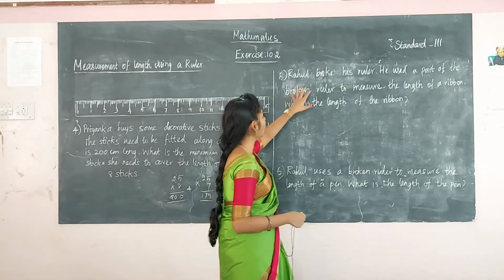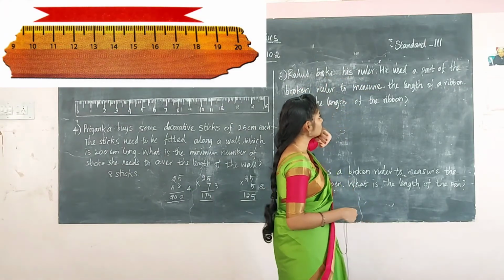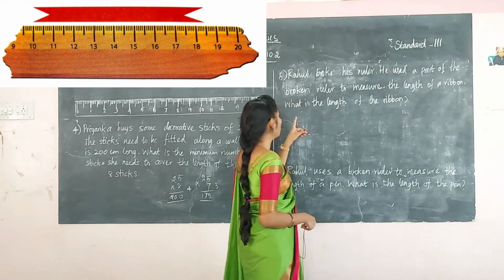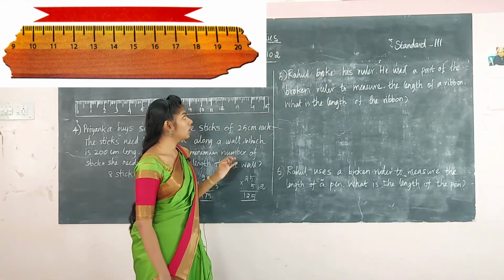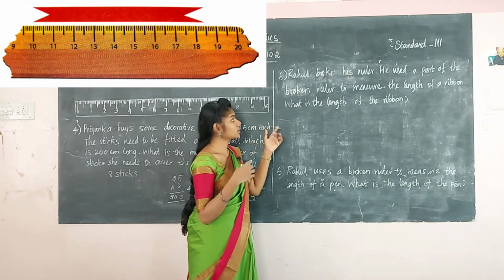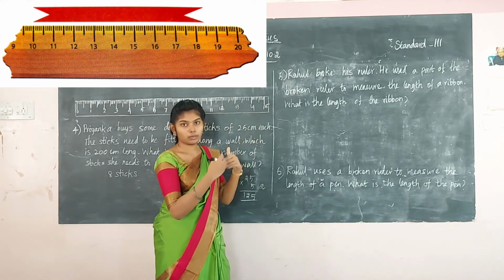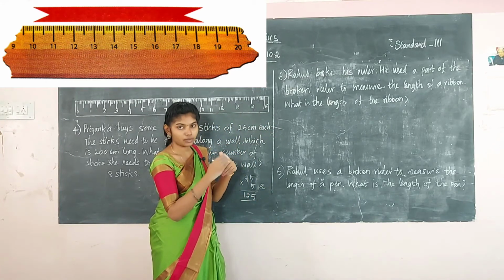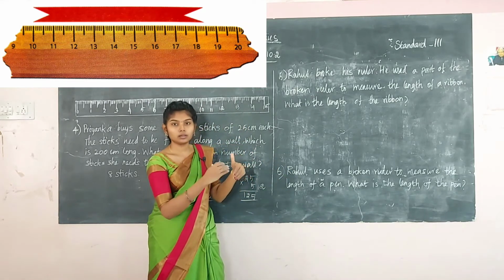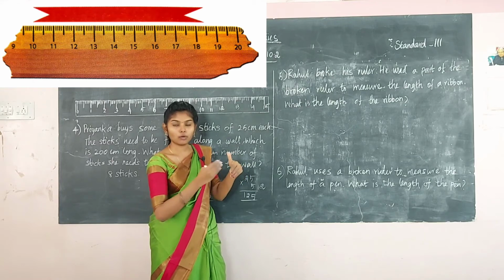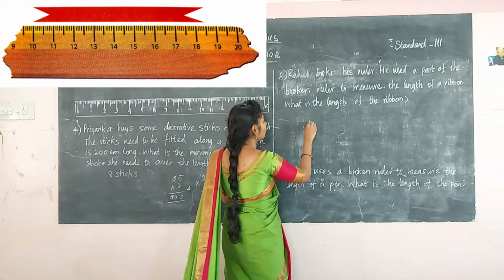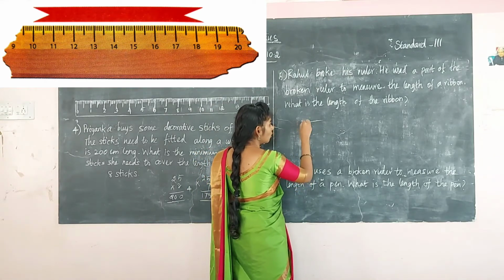And next question, Rahul broke his ruler. He used a part of the broken ruler to measure the length of a ribbon. What is the length of the ribbon? So here Rahul broke his ruler. He is taking the measurement from 10. From the measurement of 10 he is starting with that red color ribbon he is measuring. Because the ruler has broken before the 10. So he is taking measurement from 10.